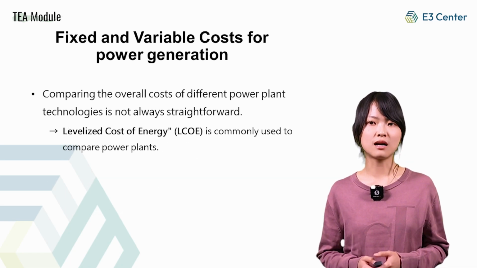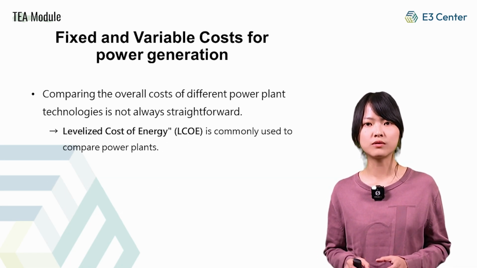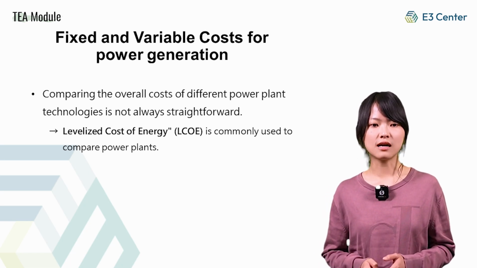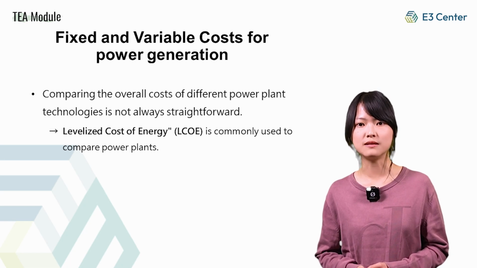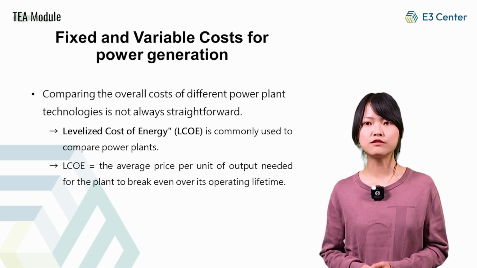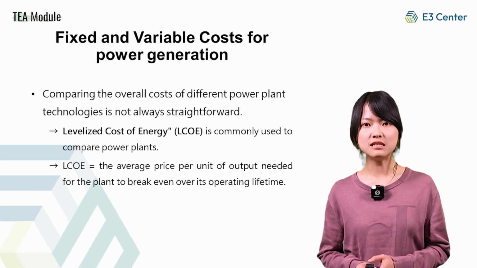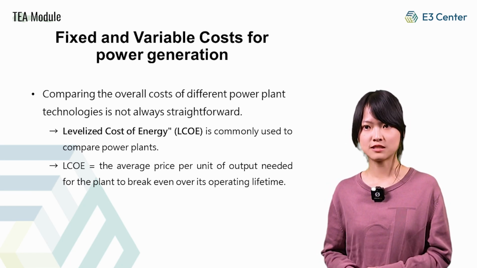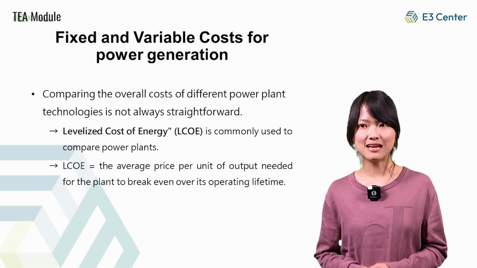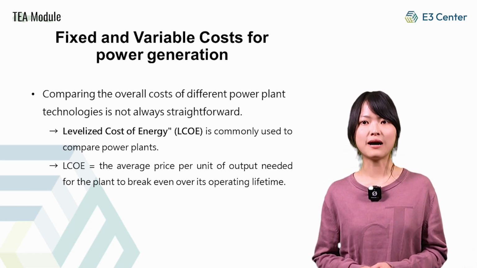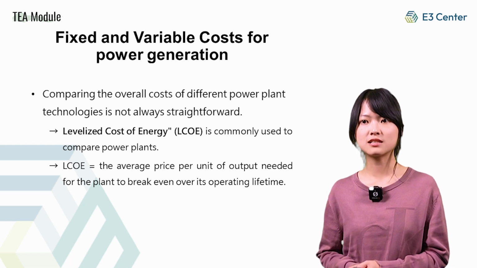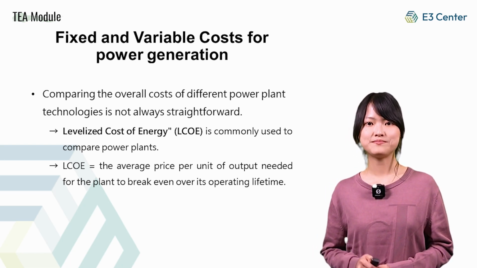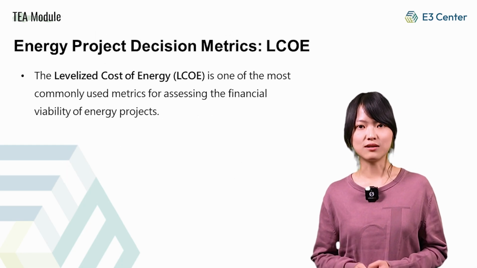To facilitate a comprehensive comparison of power plants with different technologies, we often use the metric called the levelized cost of energy, or LCOE. LCOE represents the average price per unit of output needed for the plant to break even over the operating lifetime. It effectively levels the playing field by accounting for both fixed and variable cost over the expected lifetime of the plant. So, what exactly is LCOE?